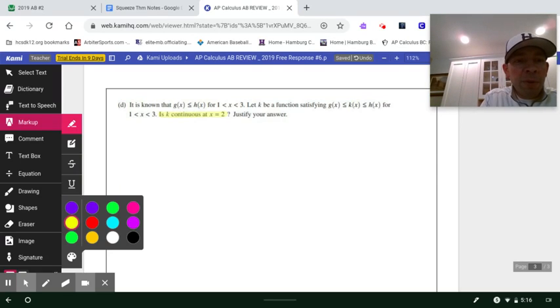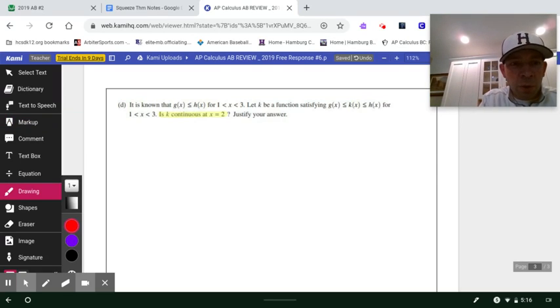And how are we going to prove whether k is continuous at x equals 2? We're going to try to prove that the general limit as x approaches 2 for k of x is equal to k of 2 itself, the exact value.